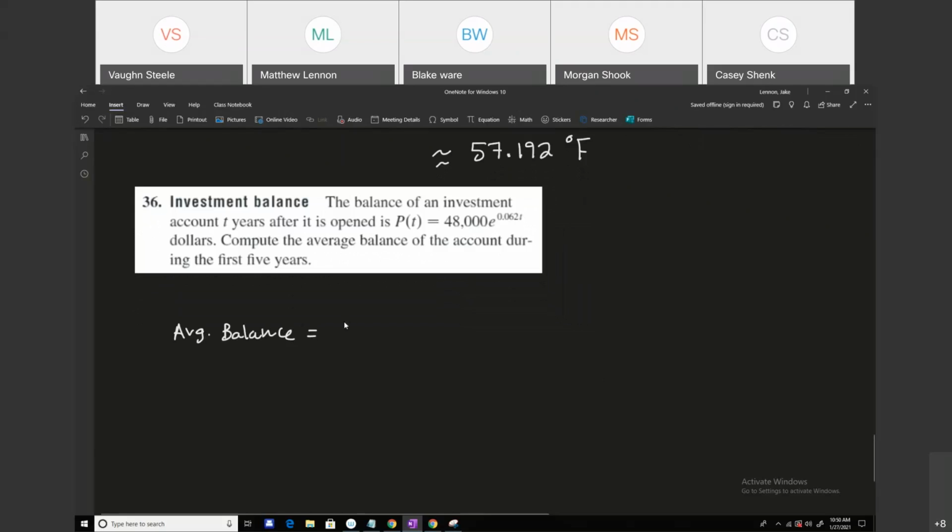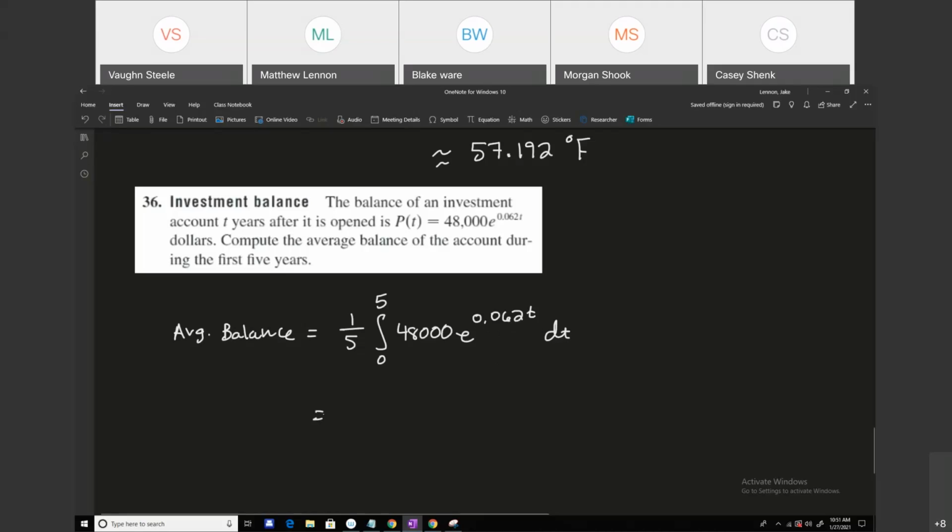So that just means we're going to do 1 over 5 minus 0, which is 1 over 5, and then integrate from 0 to 5 the value of this account. As you might recall from exponential functions, this one's in continuous form. We can see it's earning a continuous rate of 6.2% interest in that account.